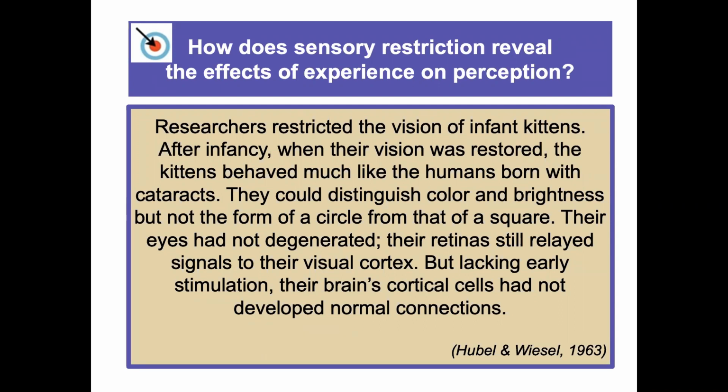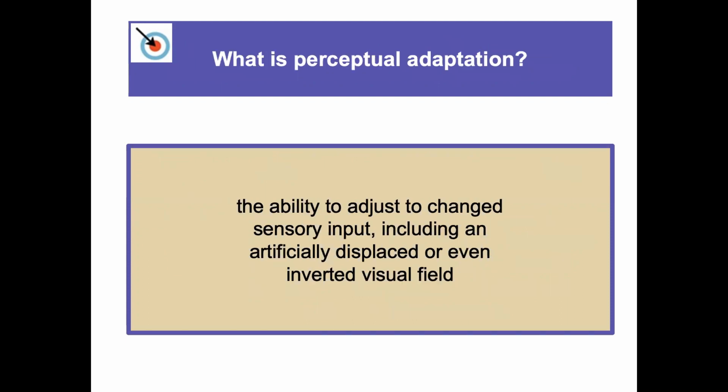So the experience matters. So what about adaptation when it comes to your perceptual system? What is perceptual adaptation? It's the ability to adjust to changed sensory input, including an artificially displaced or even inverted, upside down, visual field.